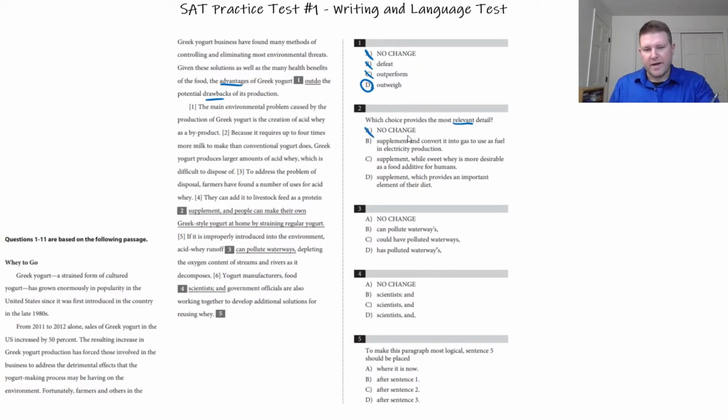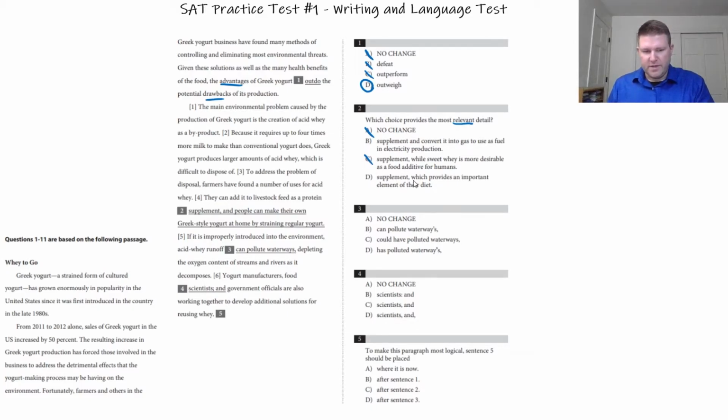So A is out, and then B, they can add it to livestock feed as a protein supplement and convert it into gas to use as fuel in electricity production. So this is a way to get rid of acid whey, which makes B a really strong candidate. We should leave that around. And then C, they can add it to livestock feed as a protein supplement, while sweet whey is more desirable as a food additive for humans. Not so much, okay? It's not talking about how to get rid of it.